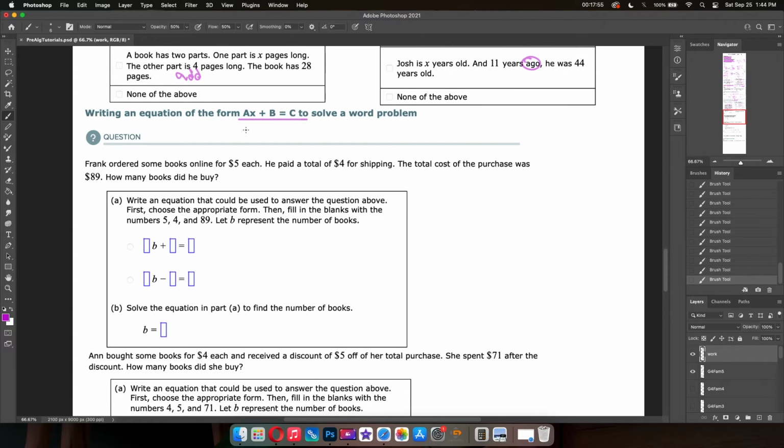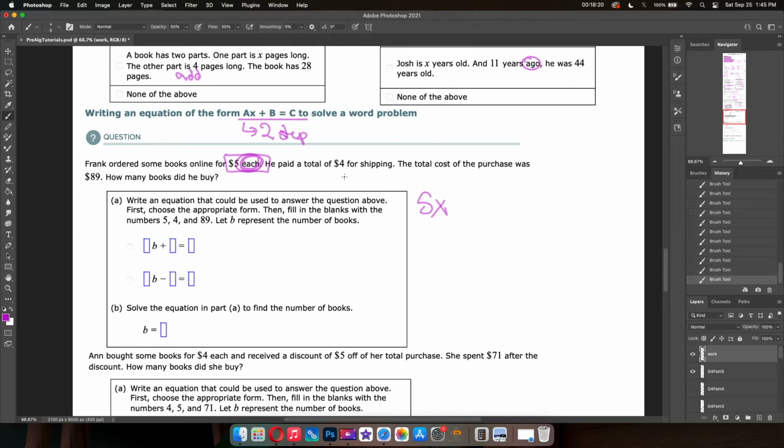Okay, so if that looks familiar, that is your standard 2-step equation. That's one of the most common ways that it can be done. So we're looking again for our keywords from that vocab list. So let's see here. Frank orders some books online for $5 each. Each already tells me that's multiplication. That's where the variable is going to be. So I already know that there's a 5x somewhere.